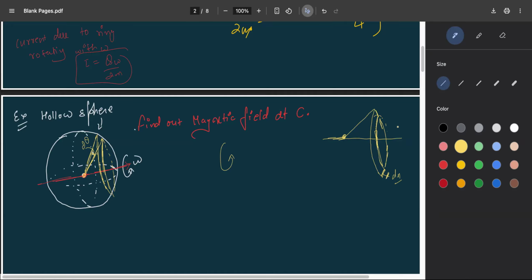Look, it is rotating in this way, right? It means electrons are moving this way. It means current is in this way. Current is in this direction, right? If current is in this way, due to this ring, if I talk about this point, what is the direction of magnetic field you are going to get? Perpendicular to it. This is the direction.